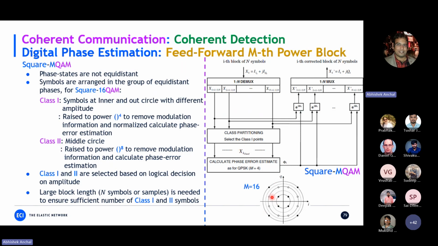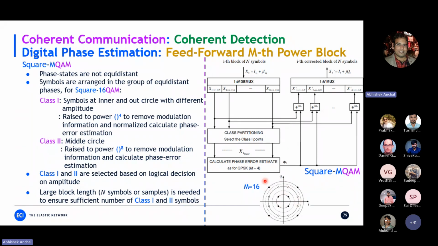But for a square QAM, you can see the phases are not symmetrical. You have different intensity levels. So this is a square QAM. You can see it looks like a square. I drew it here as a circle, but it's actually a square one. And you can see it has three different levels of intensity, and the phases are not symmetrical. The inner and outer circles have symmetrical phase, but the middle circle has no symmetrical phase.